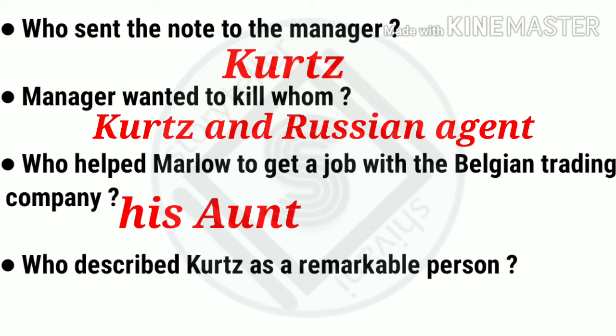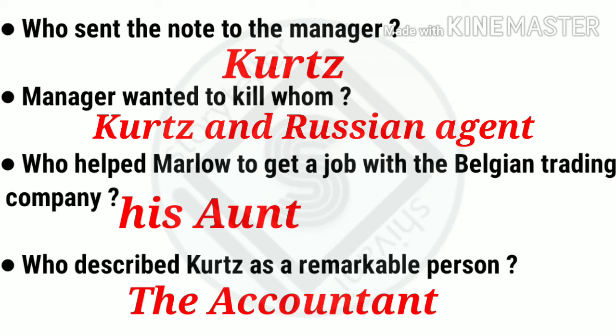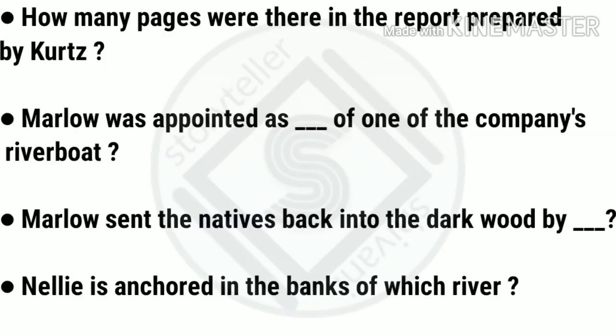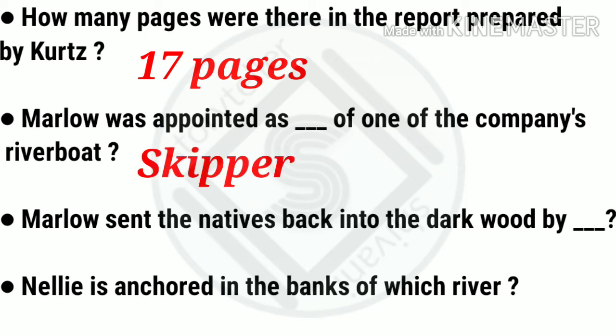Next question, who described Kurtz as a remarkable person? So the answer is the accountant. Next, how many pages were there in the report prepared by Kurtz? So there were 17 pages. Next, Marlow was appointed as dash of one of the company's river boats. So he was appointed as skipper.